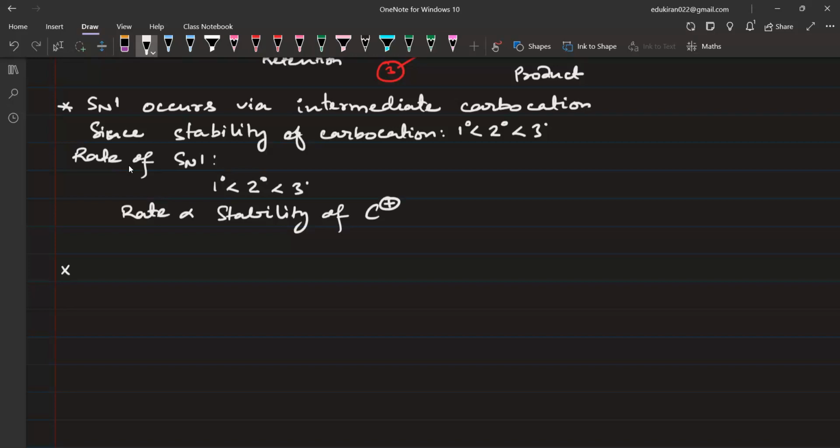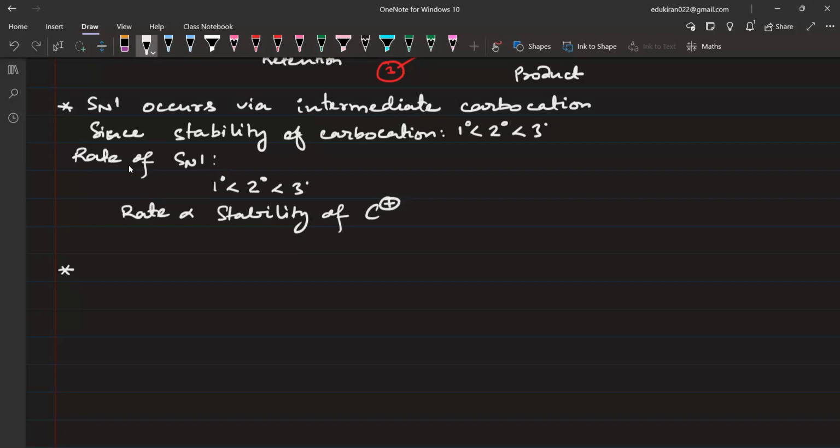Next is regarding the first step that is happening, the slowest step. If we can fasten the slowest step, the speed will increase. That is why the rate is directly proportional to the stability of carbocation. The more stable the carbocation, the faster the halogen, the leaving group, will leave. If it is leaving fast, obviously the complete reaction will be fast.